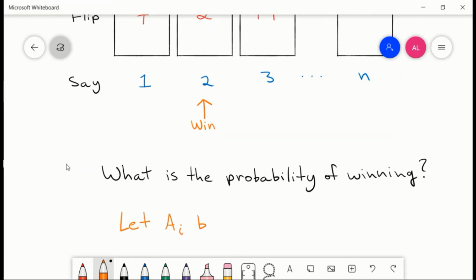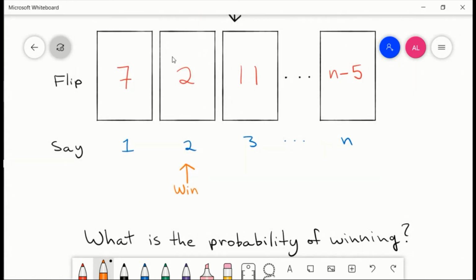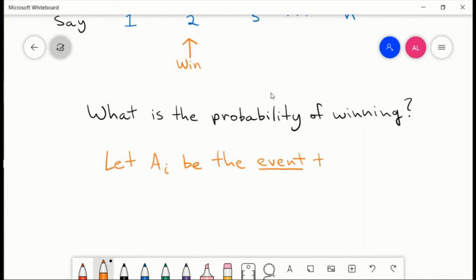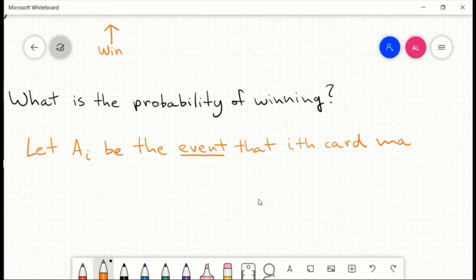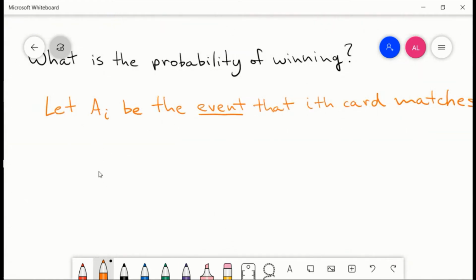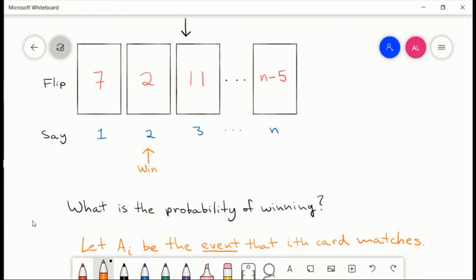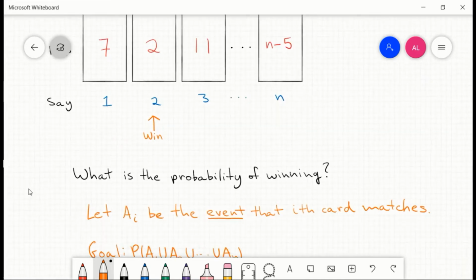we first define events, and let's call the events A_i. So A sub i is the event that when you say the number i, the card with the big red letter i pops up. Once again, A_i is not the probability of this happening, it's just the event that this happens. The probability of this happening would be P of A_i. Now, our goal is to find this right here. Why is this our goal? Well, this, A1 union A2 union, all the way to union A_n, represents the event of the first card matching, or the second card matching, or the third card matching, and so on until the nth card matching, which is exactly what we want to find.